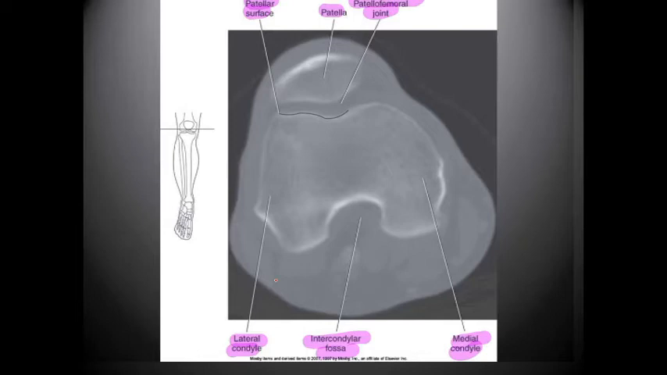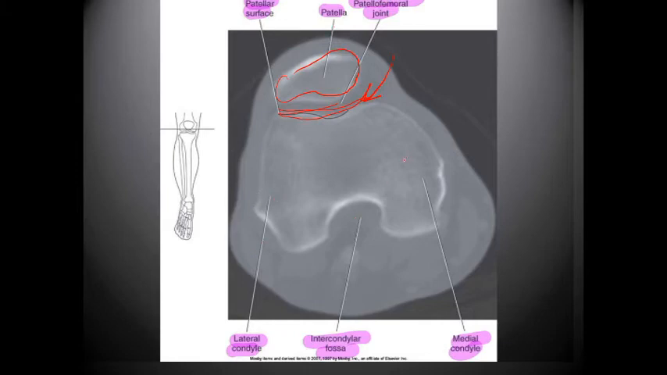So here we have an axial image of the knee joint. As you can see, it becomes a little more difficult to actually see where we are. As we can see, we have the patellar surface of the anterior portion of the knee. We have the patella here. We have this joint that is created, which is the patellofemoral joint.